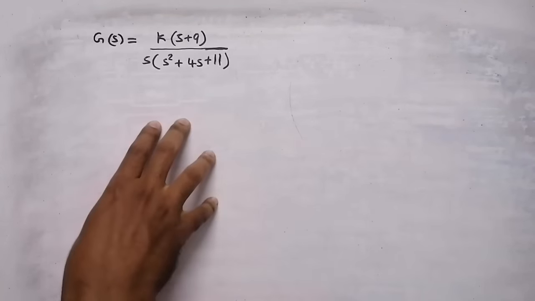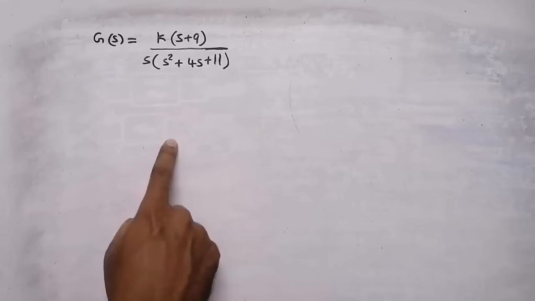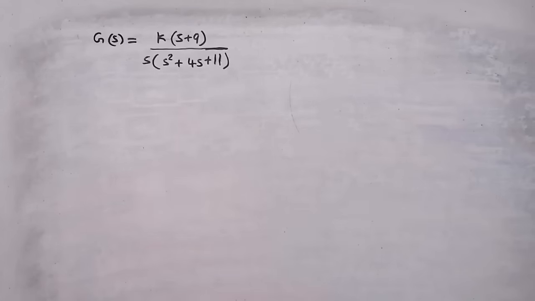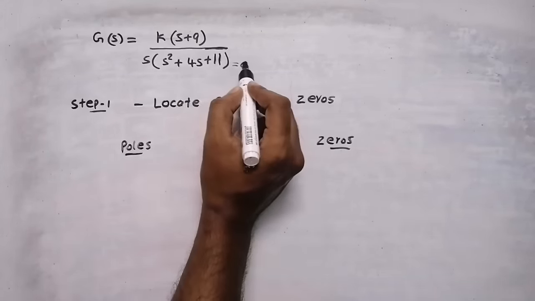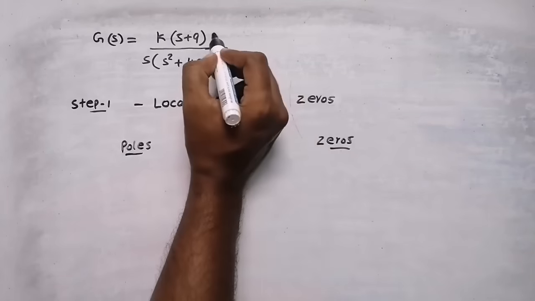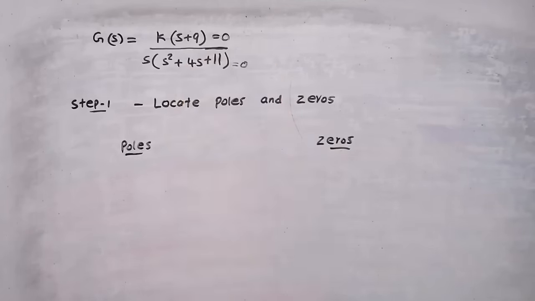This is the open loop transfer function. When you get a question like this, the first step to draw root locus is to locate poles and zeros. For getting poles, you need to equate denominator equal to 0. For getting zeros, you need to equate numerator equal to 0.